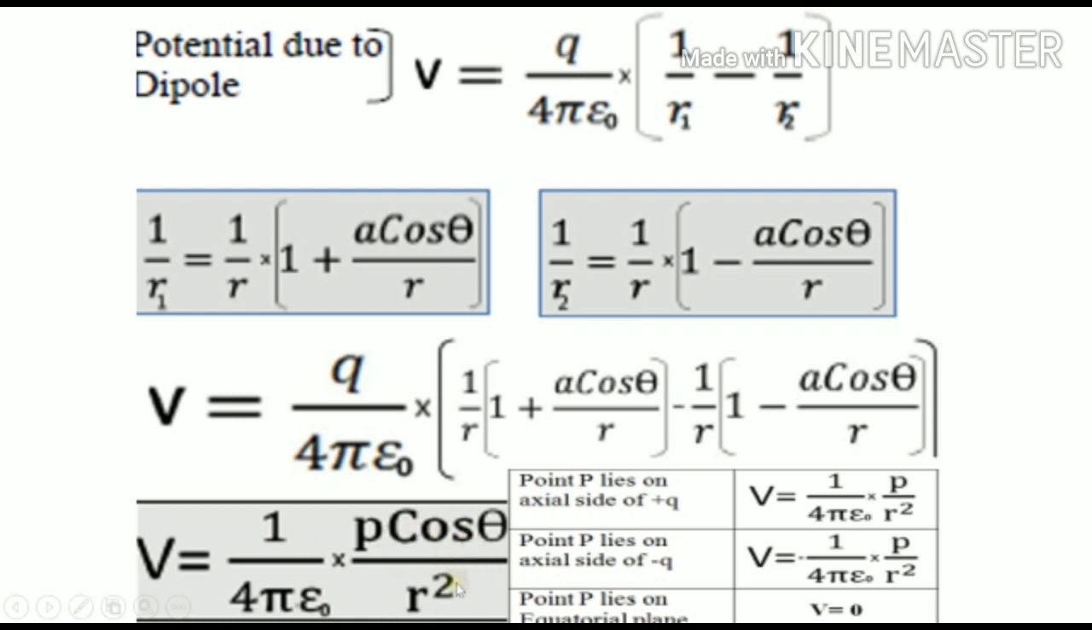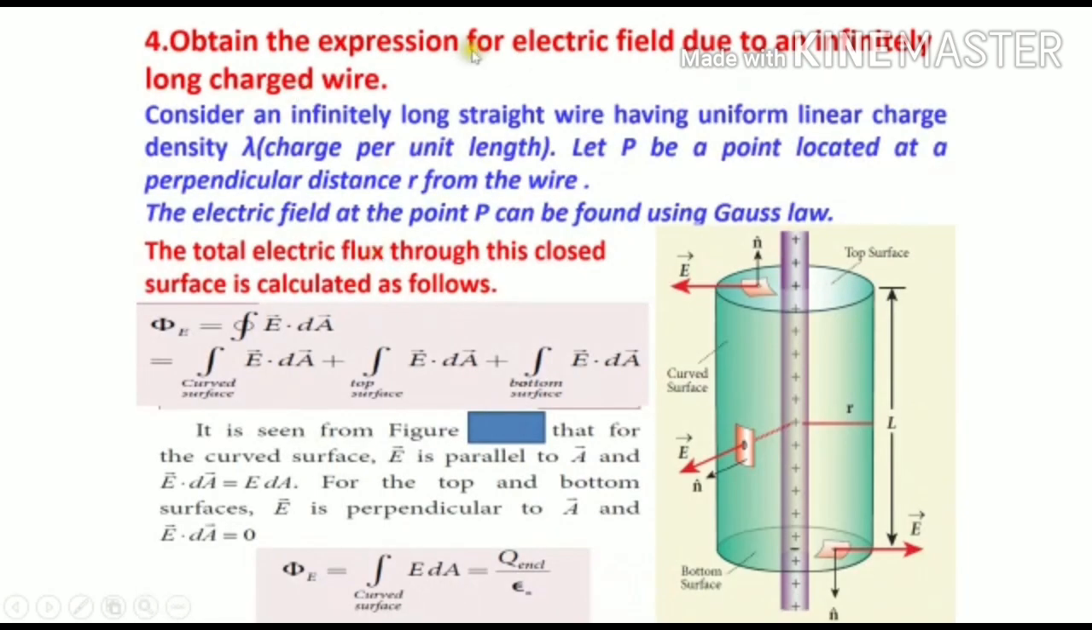Okay, shall we move to the next question? Obtain the expression for the electric field due to an infinitely long charged wire. Here, consider an infinitely long straight wire having uniform linear charge density lambda. Lambda is nothing but charge per unit length. Let B be any point located at perpendicular distance r from the wire.